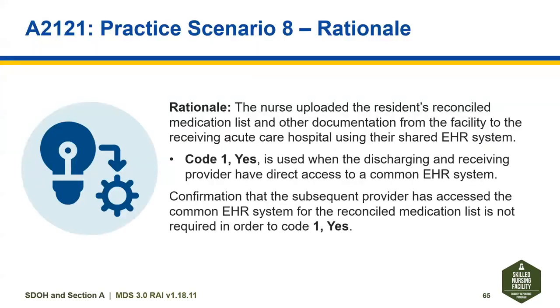And code 1 was chosen because the nurse uploaded the resident's reconciled medication list and other documentation to the shared EHR of the receiving acute care hospital. An acute care hospital corresponds to code 04 in A2105. So it is within the appropriate range of responses, 02 and 12, required by this data element. Again, note the confirmation that the subsequent provider has accessed the common EHR system to obtain the reconciled medication list isn't required in order to code 1 is yes.